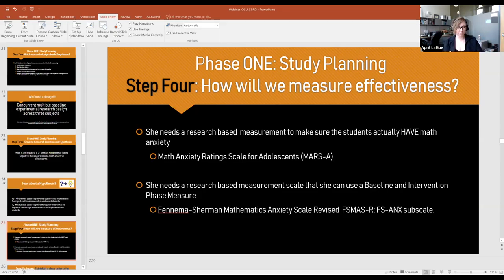It's unrealistic to give students during a single subject design a 200 question measuring tool every time you're measuring, right? Because our design is based on data points. And so it's really important to not wear out our participants with a 200 point study or measurement scale. So because of that, Angela found a shorter formative assessment where we can continually check the progress in a 5 to 10 question measurement. And that is the Fenema-Sherman Mathematics Anxiety Scale. Okay. So there were two, one to actually recruit participants and then one to study the baseline and intervention.